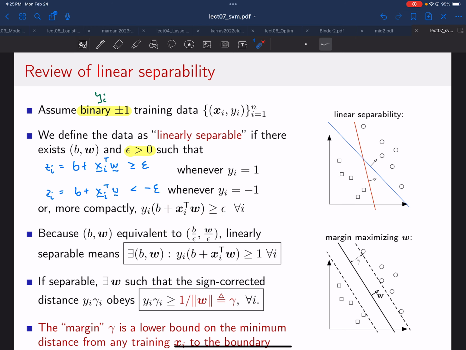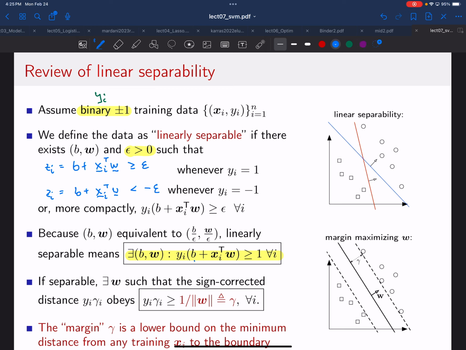And so basically that means that if you can find some b, w, and epsilon for which this works, then you can also find some b and w for which this works. And what's nice about this is the epsilon is now gone. We don't have to worry about it. It's kind of like saying if you can find a b and w that works for epsilon, then you can always scale them to work with epsilon equals 1. And this is going to be our final definition for linear separability moving forward. So this is a nice compact way to think about linear separability.